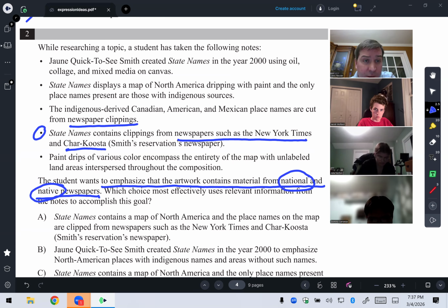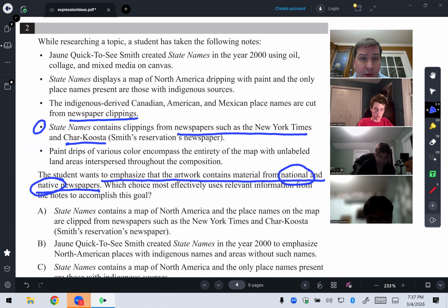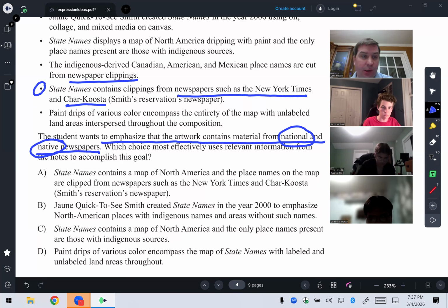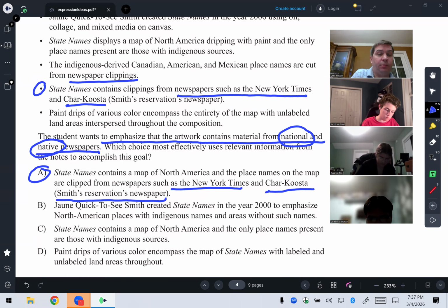Paint drips of various color encompass the entirety of the map with unlabeled land areas interspersed throughout the composition. All right. Answer choice A says State Names contains a map of North America and the place names on the map are clipped from newspapers such as the New York Times, that's the national paper, and Char-Koosta, that's the native paper. So not too bad.